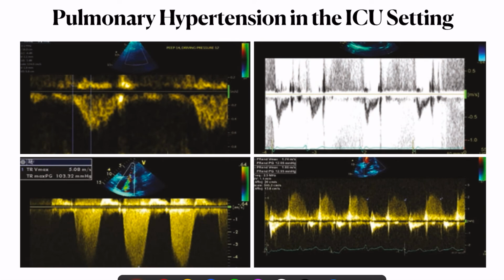Now, how to diagnose pulmonary hypertension, especially at the bedside? Using pulmonary artery catheters is very difficult and cumbersome, and recent studies have shown that it is of not much value. Even the interpretation is very difficult. So what we try to do is do echo.